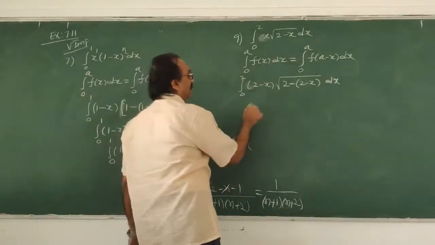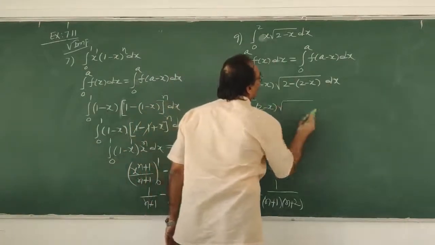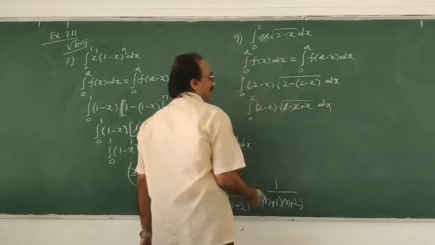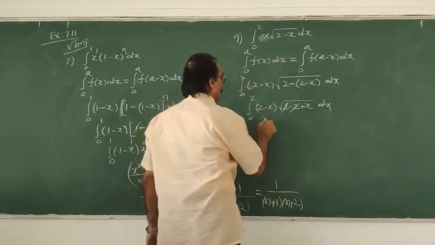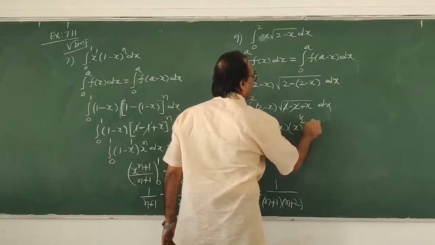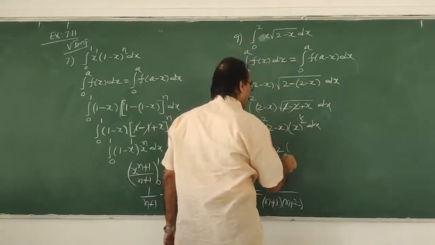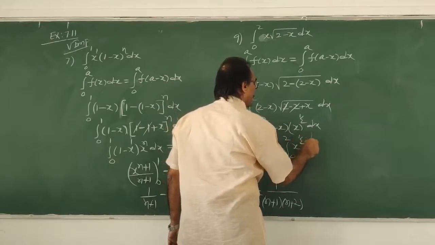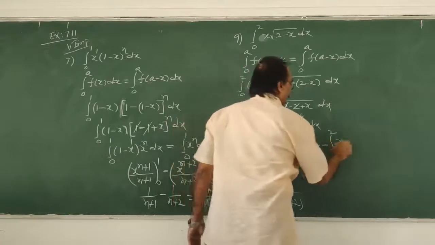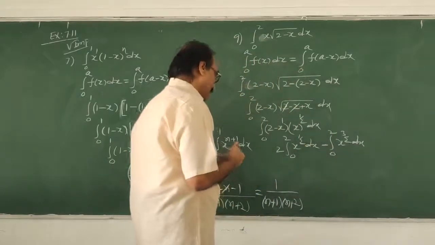So, same method, nothing extra. Integral 0 to 2, 2 minus x into root of, when you open it, 2 minus 2 plus x dx, so minus 2 plus 2 cancel. Integral 0 to 2, 2 minus x into root x. Root x means x power half dx. If you multiply, 2 constant outside, integral 0 to 2 x power half dx minus integral 0 to 2 x power 1 plus half, x power 3 by 2 dx. a power m times a power n is a power m plus n, correct?